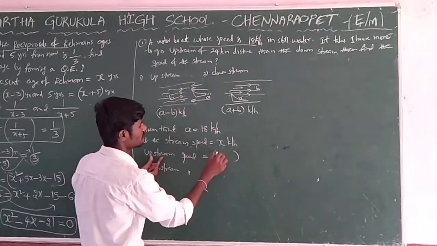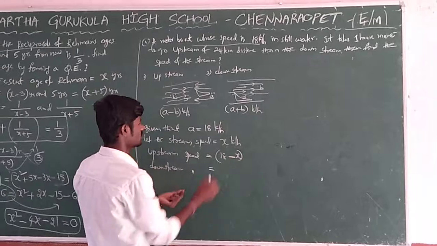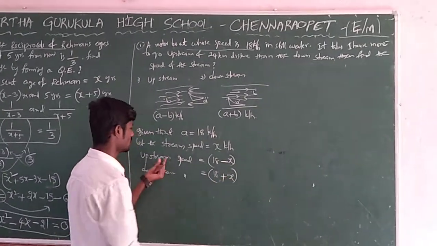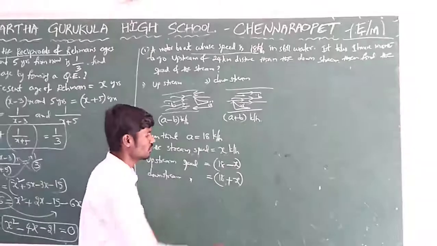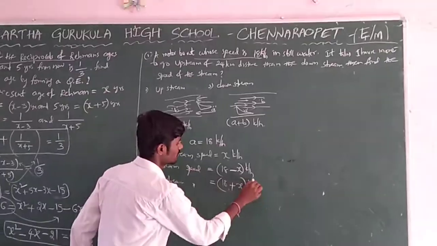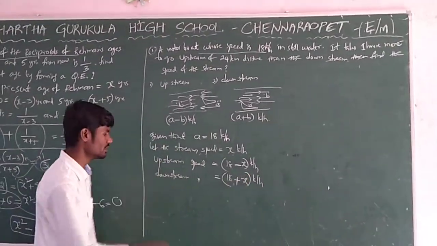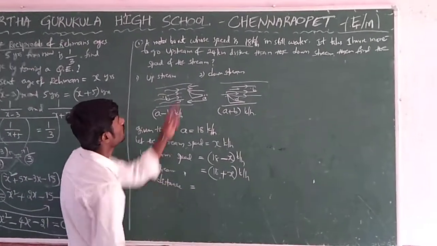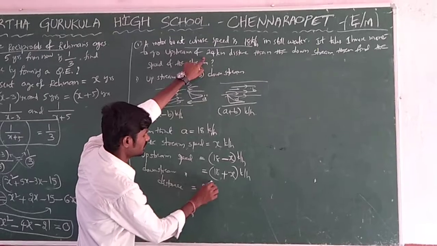So A, how much? 18 minus x it is. Next, in case of this, A is 18 plus x, because upstream, downstream. Now we have got two speeds, upstream speed and downstream speed, and the distance is also given. How much? Yes, 24 kilometers.